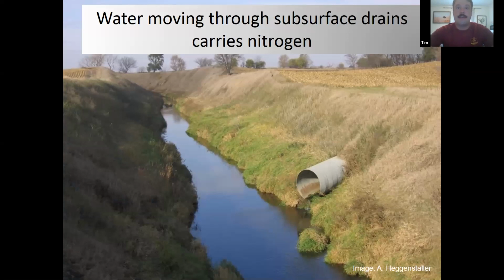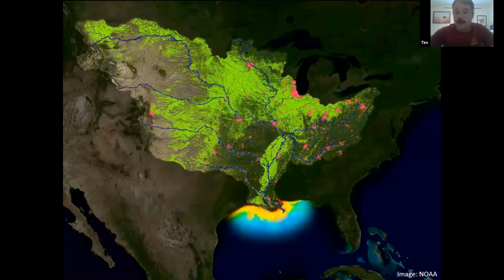So we're losing that valuable infrastructure as well, but we're also moving a lot of water off of the landscape. Most of the Midwest has a series of subsurface drainage or tile underneath, and that carries nitrogen. And that also ends up in the same spot. So this is an image showing that same thing, that these nutrients, particularly nitrogen and phosphorus, are leaching off the land into the water and then moving down to the Gulf of Mexico.